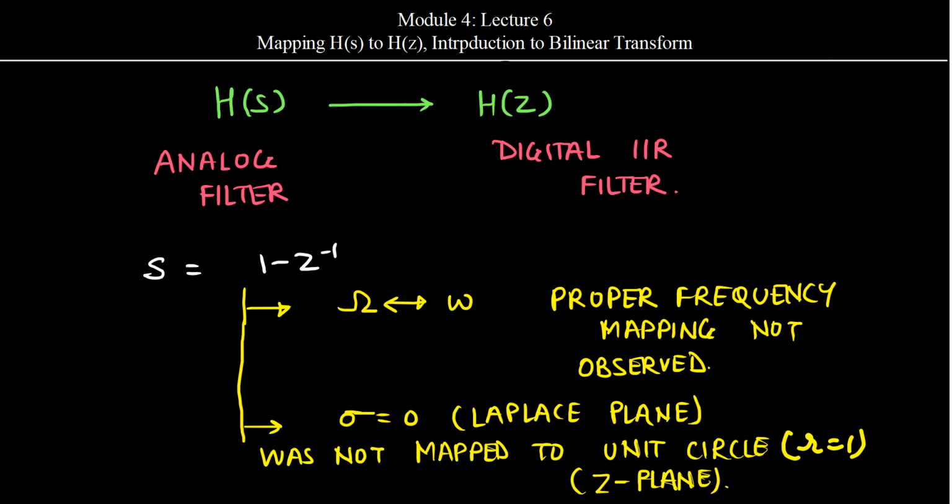So we saw that this substitution, that is S equal to 1 minus Z inverse, was not a proper substitution, and therefore there is a need to devise or derive a proper substitution. So let us start from a simple example which we had already seen in module 4 lecture 2.